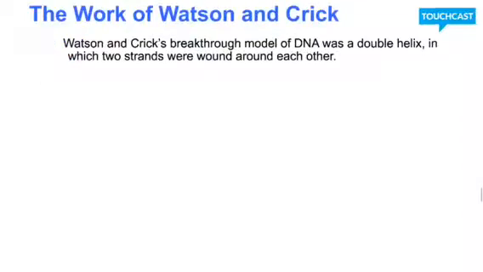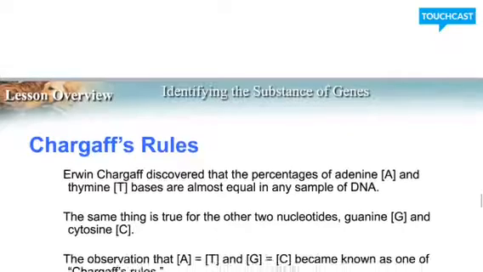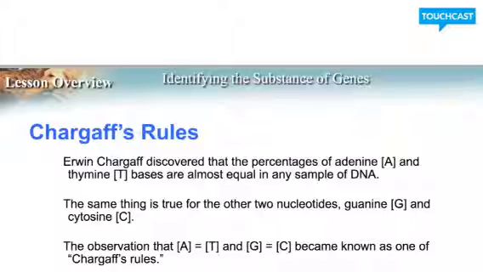Another person that we need to look at is someone called Chargaff. Okay, Erwin Chargaff discovered that the percentage of adenine and thymine are equal in any sample of the DNA. So what he meant is that if you look at adenine, thymine, guanine, and cytosine in every DNA sample, you will find them in equal ratios, which led to the belief that in the DNA you have adenine, thymine, guanine, and cytosine in equal amounts.